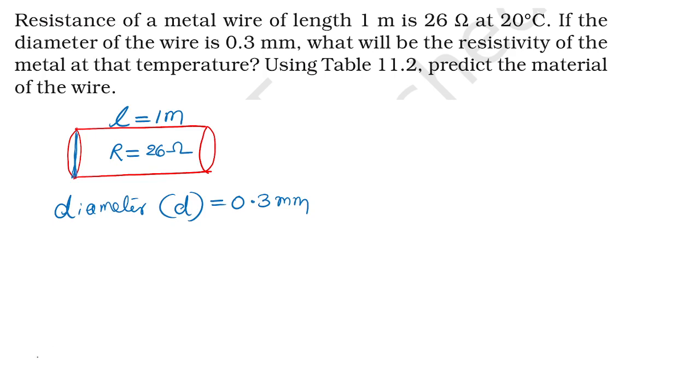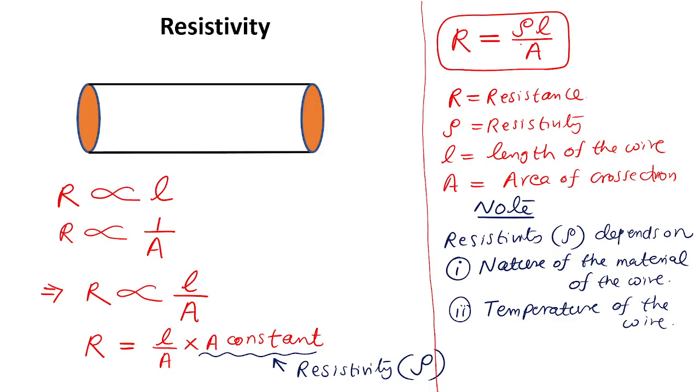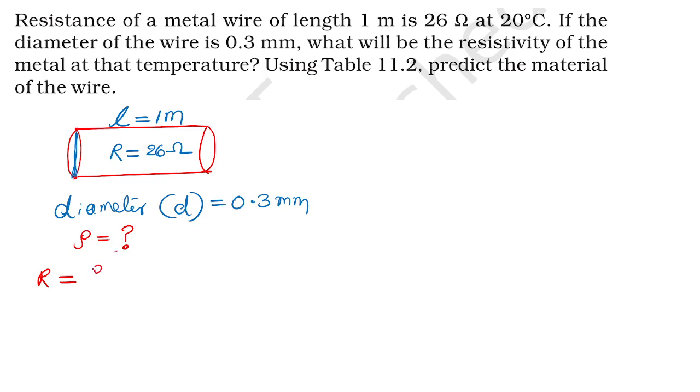What is our question? Resistivity is our question. Rho is our question. R is given, rho is our question. We have a formula, R equals rho L by A. I told you to memorize this formula. But I want rho, understood?